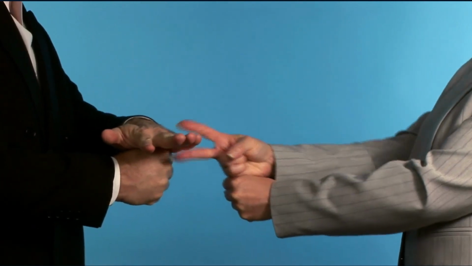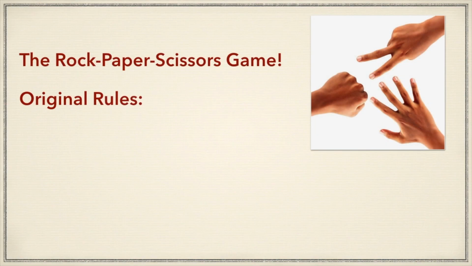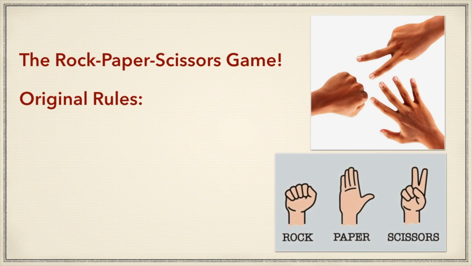The rules are simple, the original rules. The players hold their right hands out simultaneously to represent a rock, a piece of paper, or a pair of scissors. A rock is represented by a closed fist, a paper by an open palm, and a pair of scissors as the first and second finger held apart.